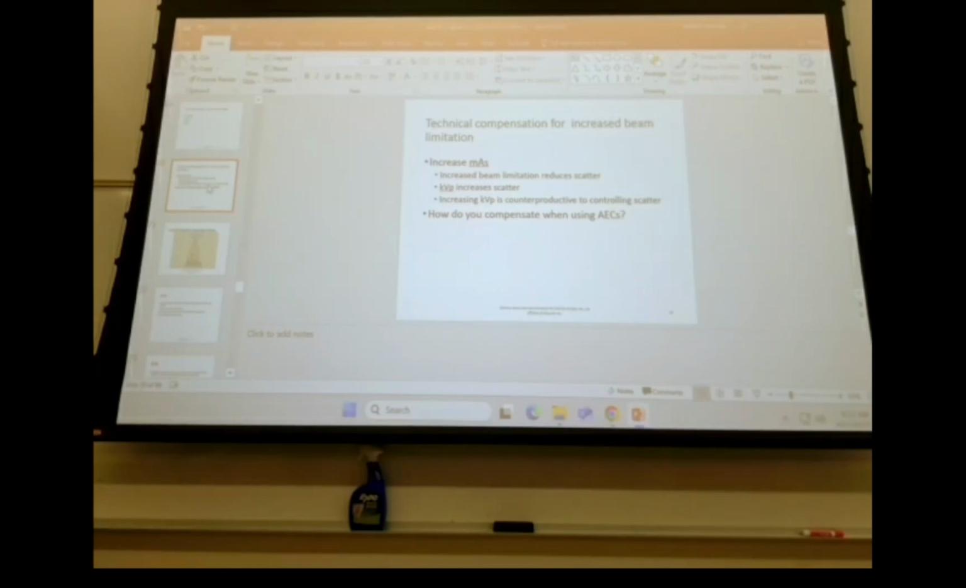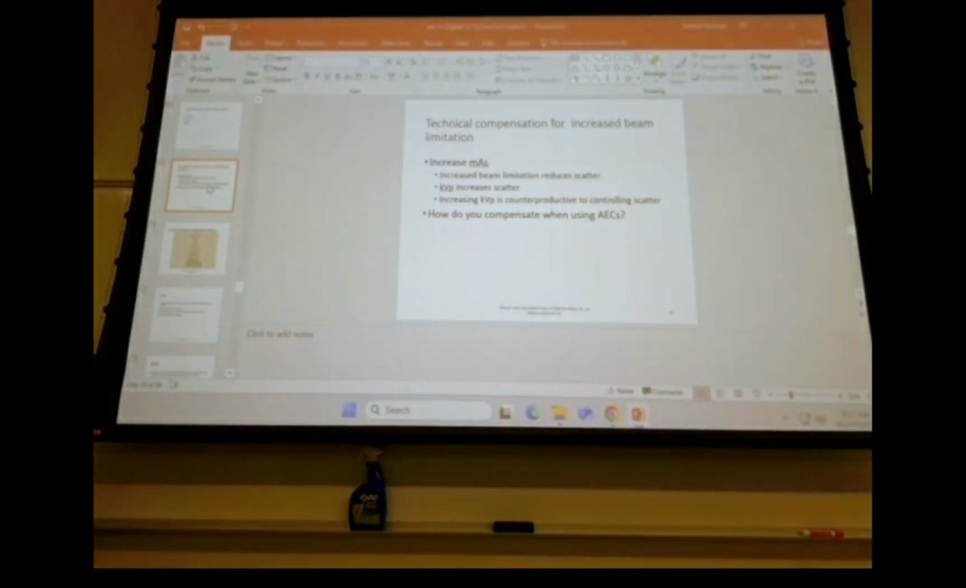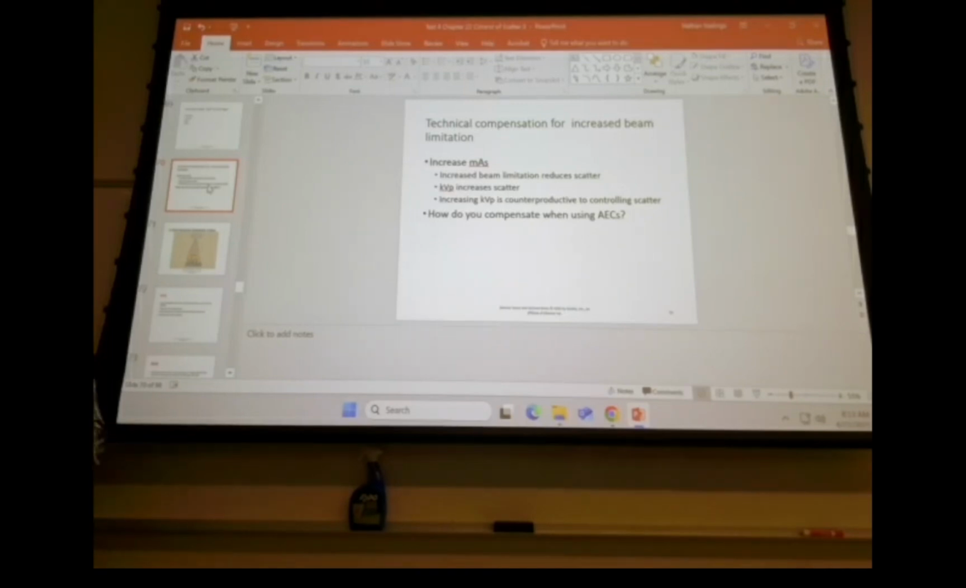We know that no matter what we do, we're going to create scatter radiation. So how badly that scatter is going to affect the image depends on tissue type, tissue thickness, to a lesser degree KVP, and also to a lesser degree how much we collimate.